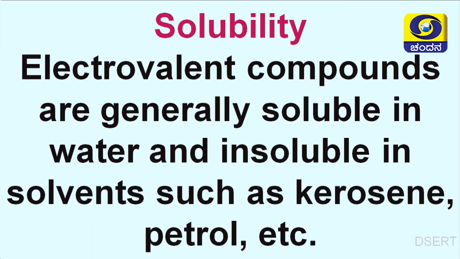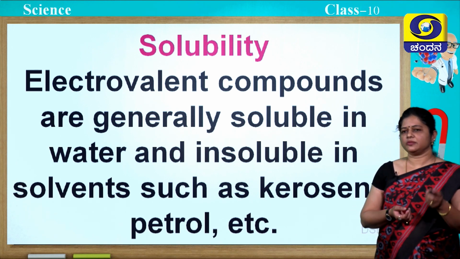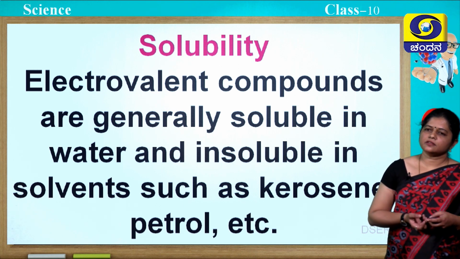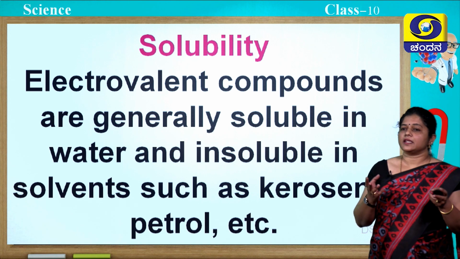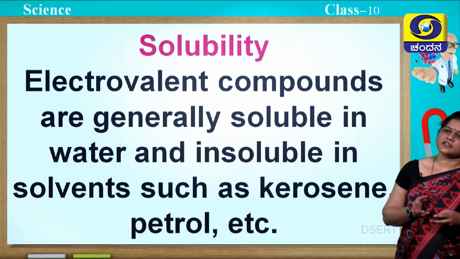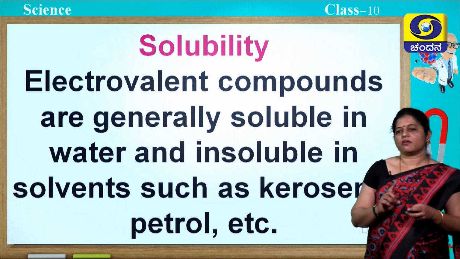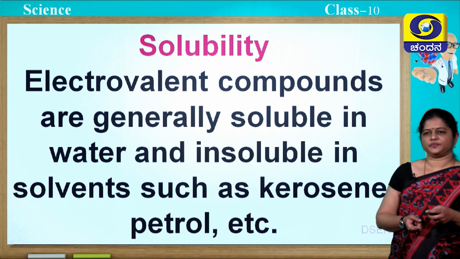And now coming to another property, solubility. Solubility is the dissolution property of the compound. Electrovalent compounds or ionic compounds are generally soluble in water and they are insoluble in solvents such as kerosene and petrol. They can dissolve in water but not in organic solvents like kerosene and petrol.